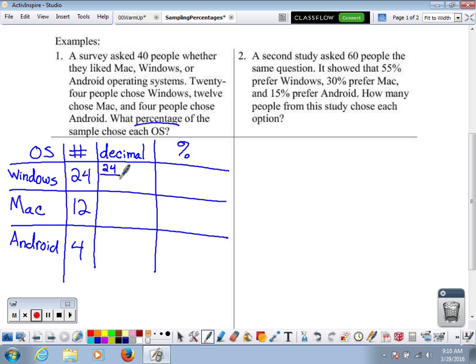What would be the number of trials in this case? What would be the number of trials here, Megan? Why 40? Very good. That's how many people we asked. That's the number of people in our sample. So we take 24 divided by 40. And what decimal do we get? Flanagan? 0.6.